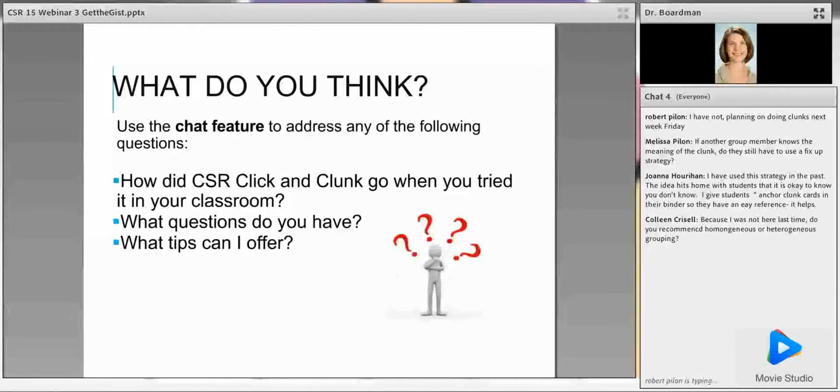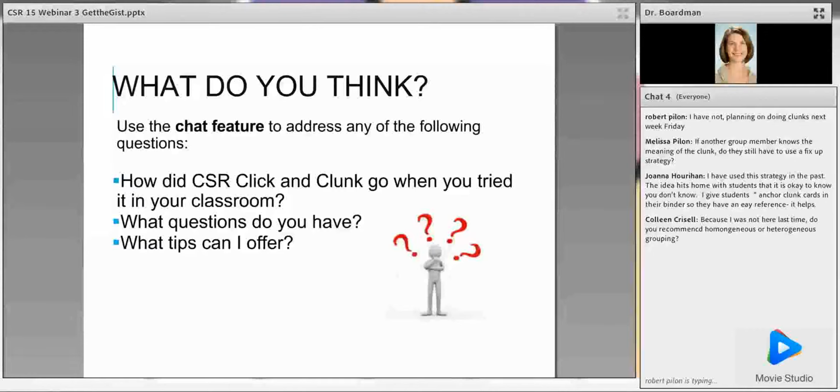And Joanna is asking, she's used this strategy, and the idea hits home with students that it's okay to know you don't know. I give students anchor clunk cards in their binder so they have an easy reference, and it helps. That's a great idea. I also have each student with their own fix-up strategies, and there is a critical aspect of it too, where you want to talk with kids. Who had a clunk that they were able to figure out today? How did you figure it out, and did that help?